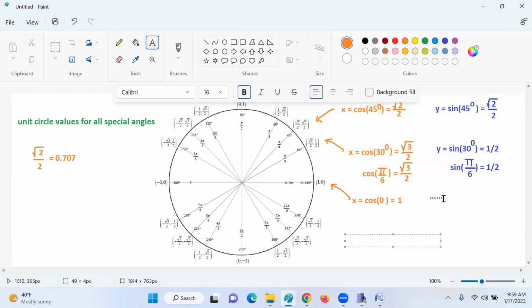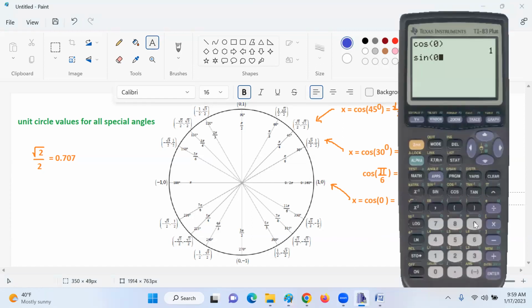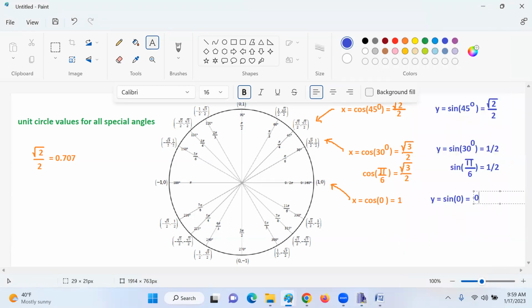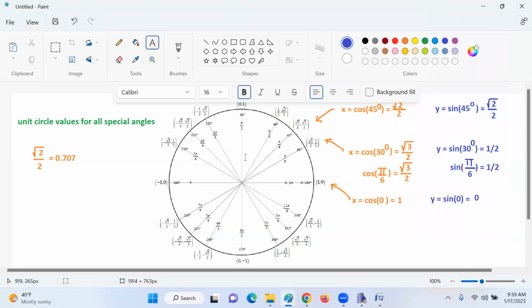And on the other hand, the sine of 0, we can do that on a calculator. The sine of 0 is also 0, right? So this is what we have for the index 1 and 0. Okay, does it make sense?